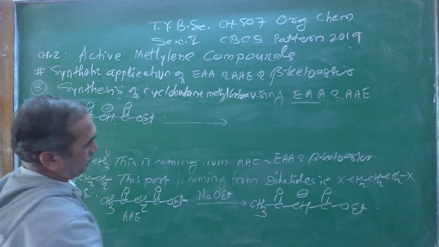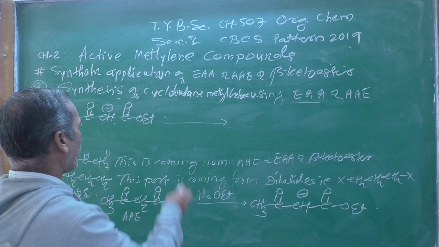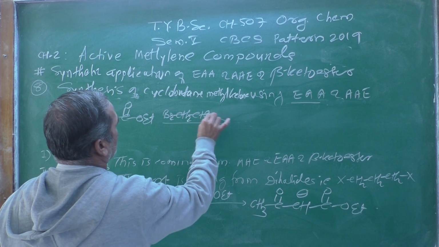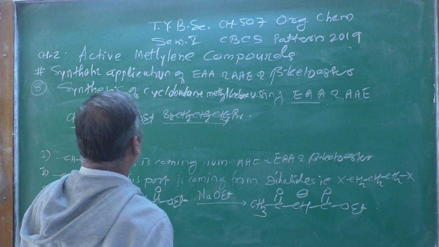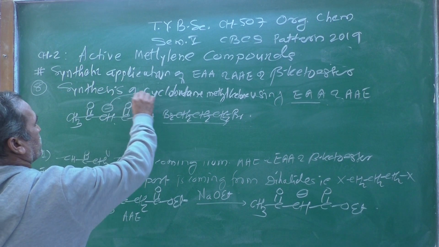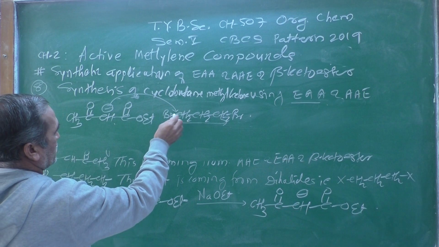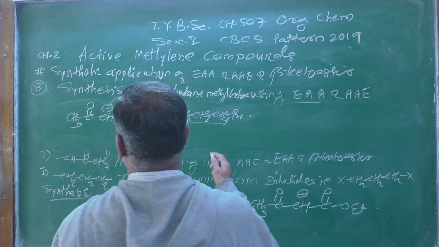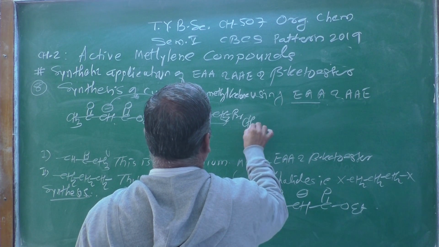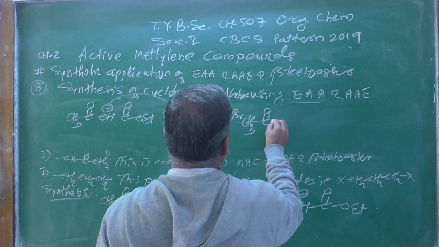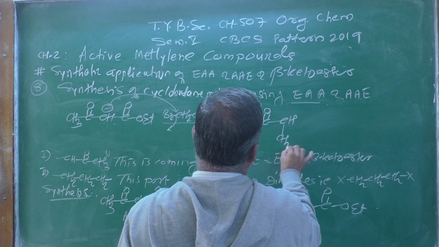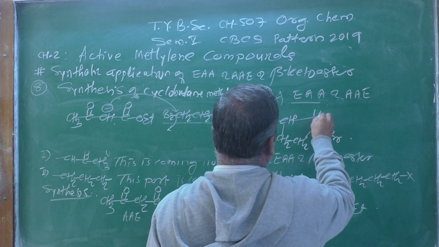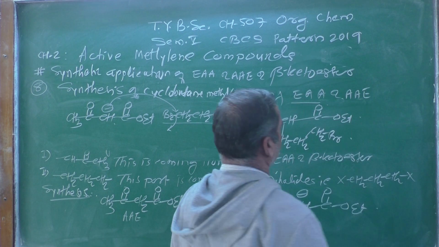Then you can write here CH3, C double bond O, CH minus, C double bond O, OEt, and it will be treated with an appropriate dihalide. I am taking here Br, CH2, CH2, CH2 and Br. Now this negative charge is going to attack this carbon atom. A nucleophilic substitution reaction occurs, and you will get CH3, C double bond O, then CH, with CH2, CH2 and CH2 Br like this, C double bond O and OEt.